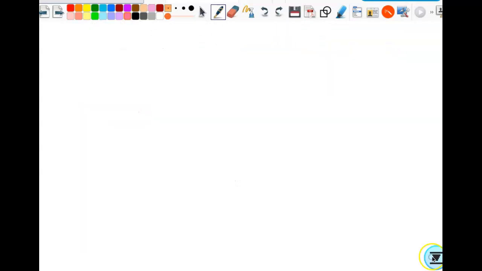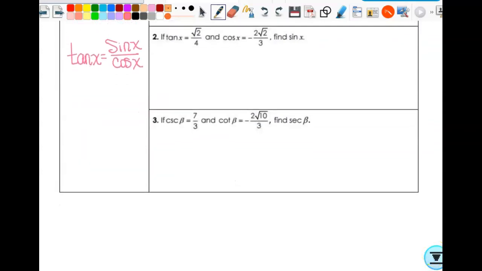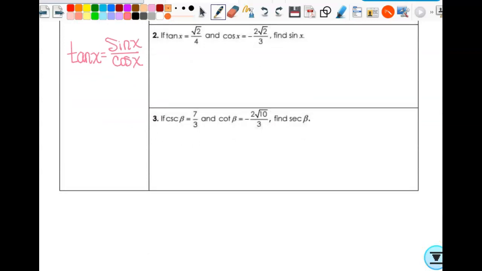So, if I substitute in for tangent of x, tangent is square root of 2 over 4. That's equal to sine in the numerator, which I don't know, over the denominator, which is negative 2 square roots of 2 over 3. Okay? So I want to get sine of x by itself, so I need to get rid of this denominator. So I'm going to multiply both sides by the denominator. Do I use the reciprocal? No, because I'm not dividing by this. I'm trying to multiply, so I just multiply by what it is.